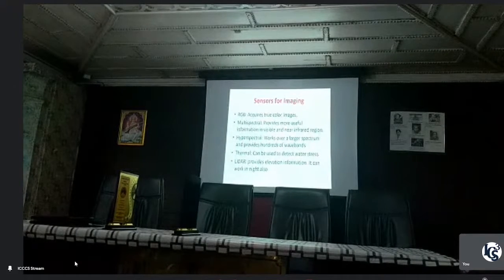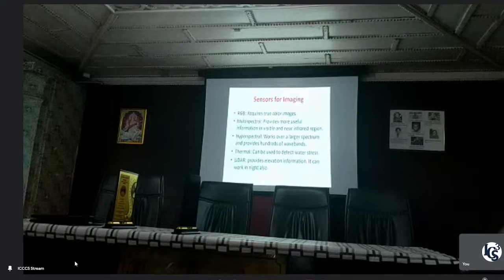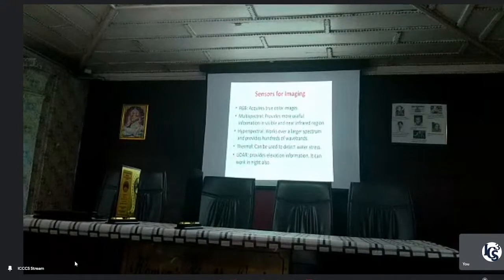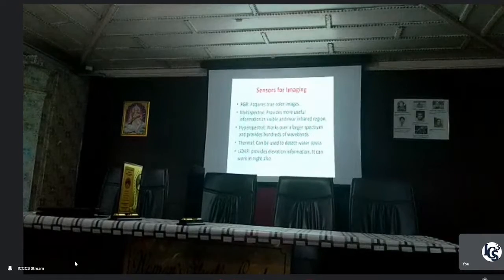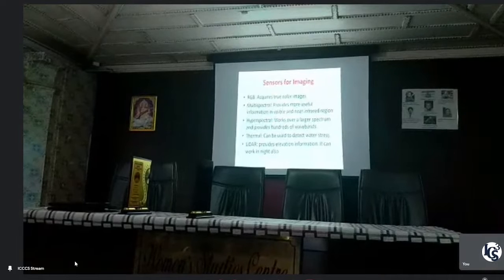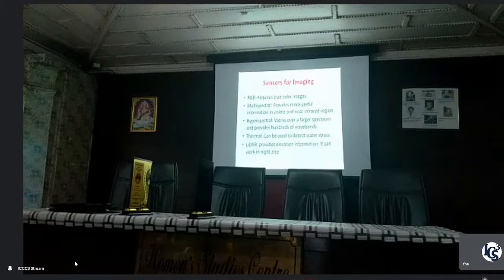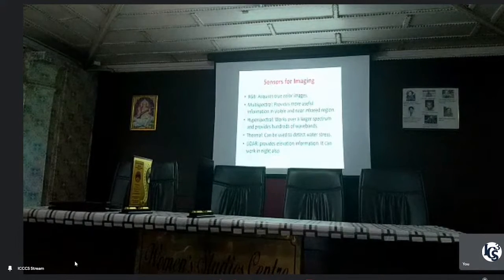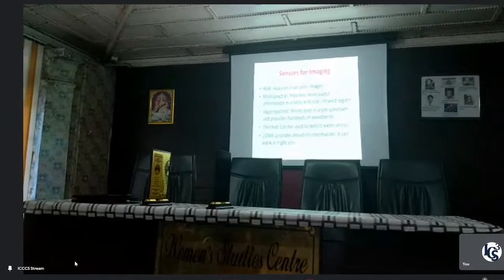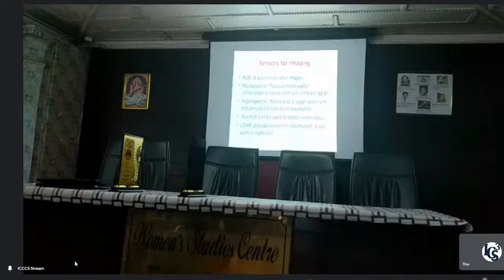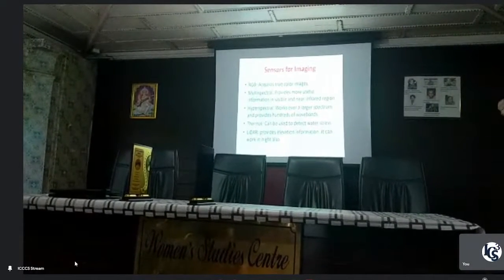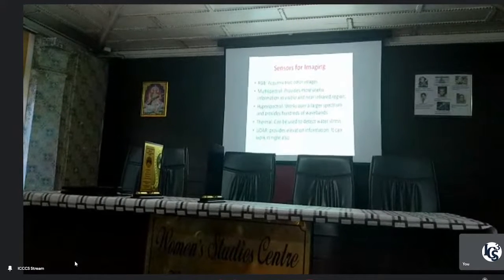Sensors for imaging. Generally we use many types of sensors like RGB, multispectral, hyperspectral, thermal and LIDAR. RGB is red, green, blue, and with its help we find out the image. Multispectral also provides quality images, and then thermal; with the help of thermal we also find out the image. Now LIDAR: with the help of LIDAR we also find out the image. Now, madam, next.